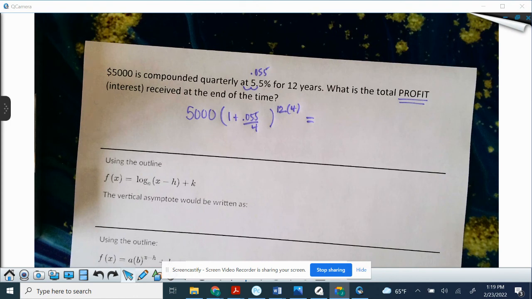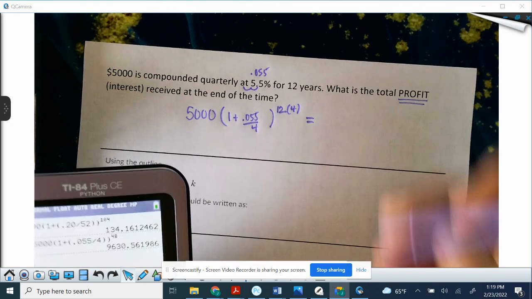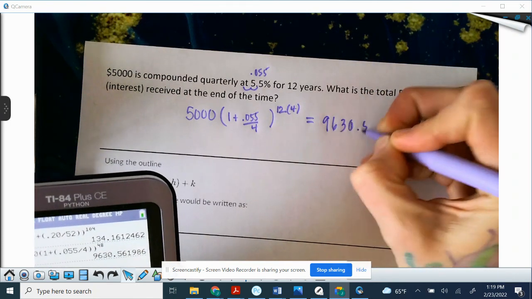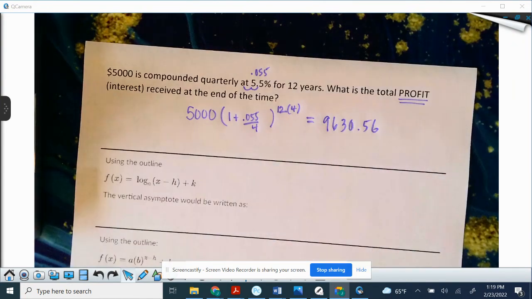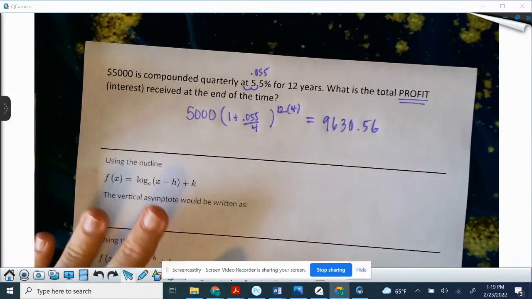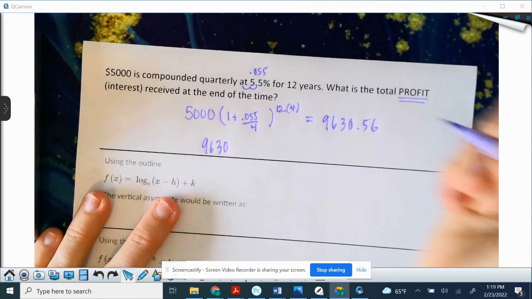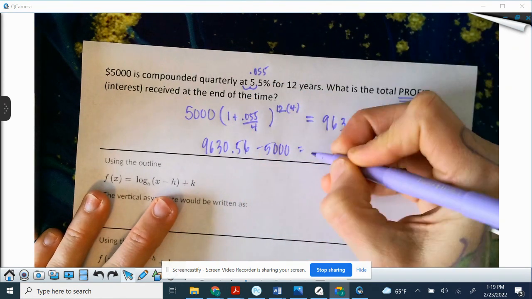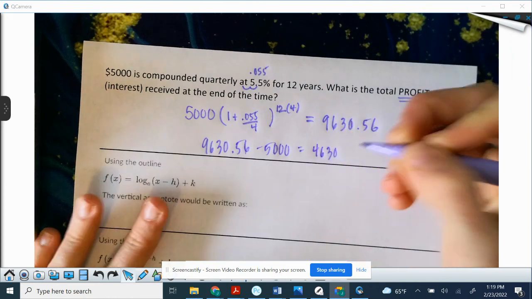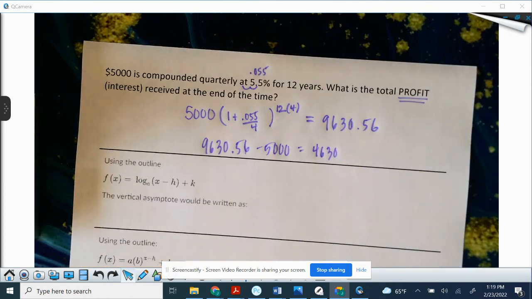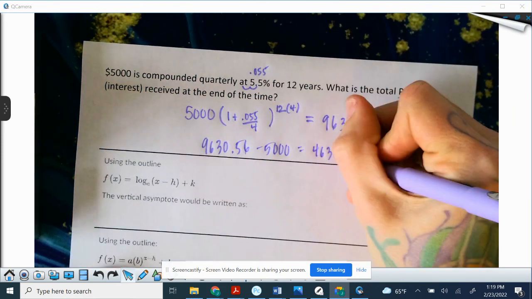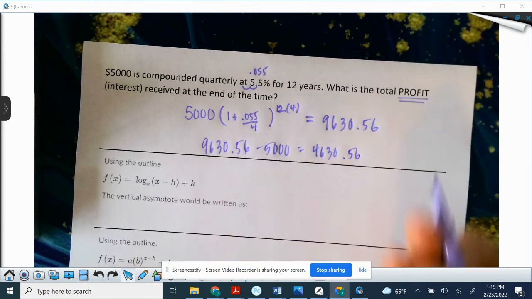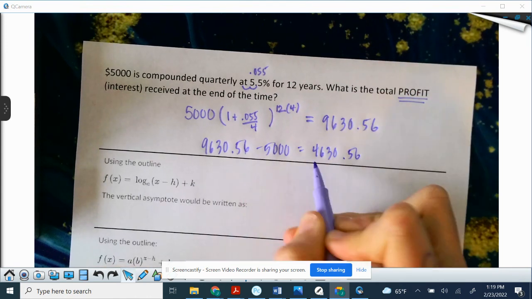So the output, what's in their account now, is this. And then the profit is the difference of those. Which should be 4,630. Nope, that's not right. Let me try and be lazy. Yeah, it is. And 56 cents. Cool. So this is the profit.